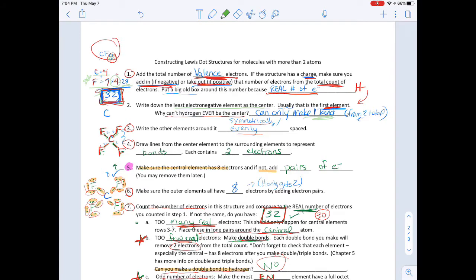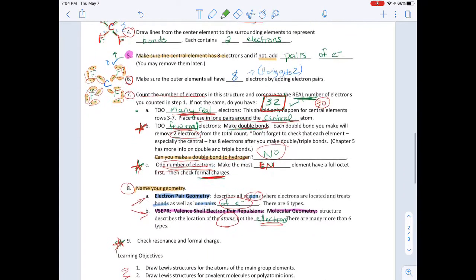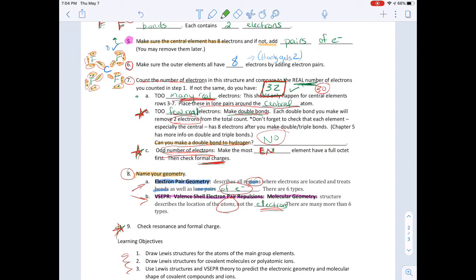Now you are going to do this key step. Make sure your central atom has 4. This one does. 2, 4, 6, 8. But that's the step everyone always forgets. Make sure everyone else has 8. Do they all look good? All 8? Yep, they're all at 8.